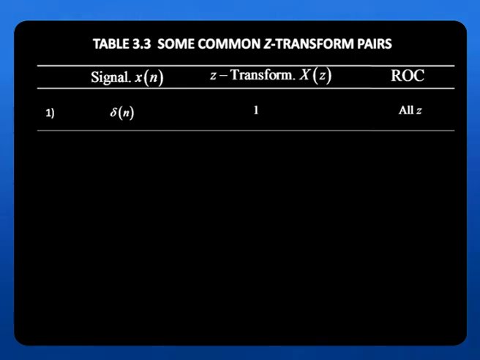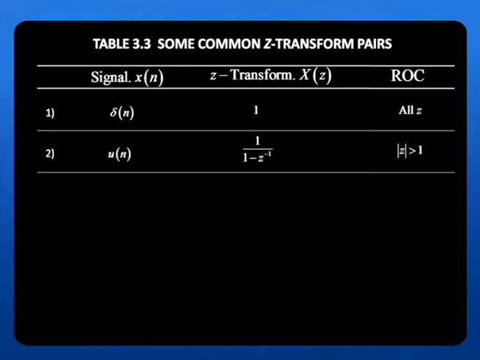This will help us in directly finding out the inverse or the actual Z transforms. Okay. Now let us look at the first signal, delta of n. It has a Z transform of 1 and the ROC is all Z. Then the second signal, u of n, will have 1 by 1 minus Z to the power of minus 1, where the ROC is Z greater than 1.